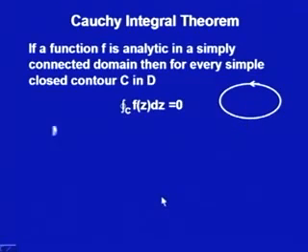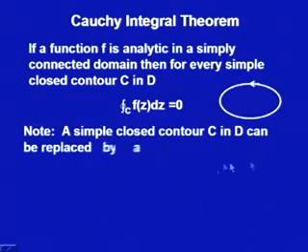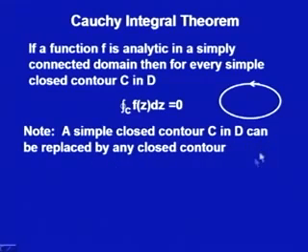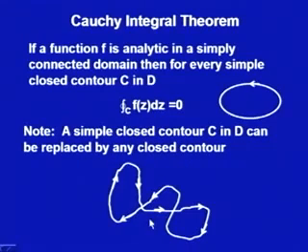If I do have any contour that is not a simple closed contour, C in D can be replaced by any closed contour. Suppose this is a closed contour which is intersecting itself a finite number of times, even then the result of this theorem would hold, that is, the integral along this closed contour C of f(z) would be 0 if this contour is lying inside a simply connected domain.